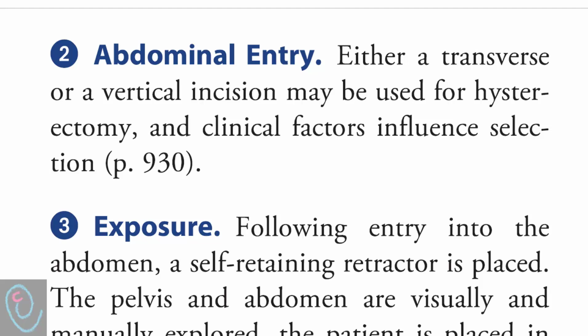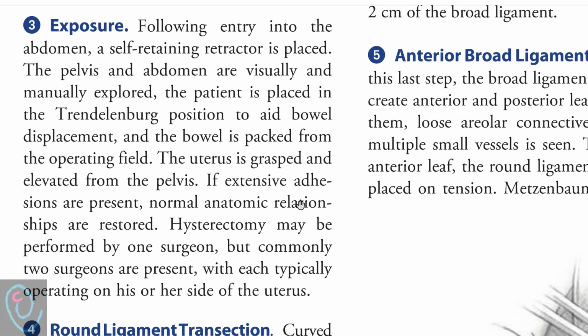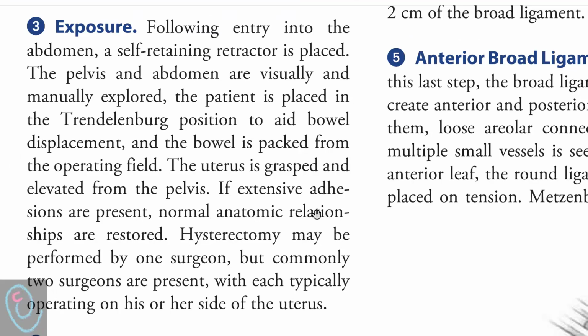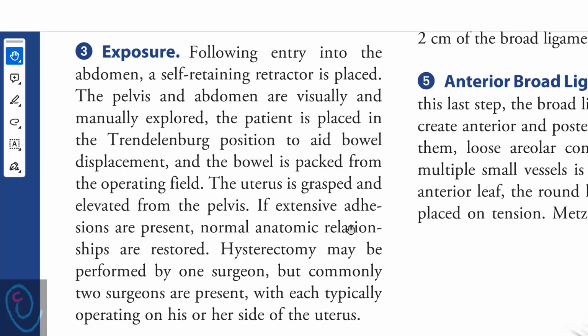Either transverse or vertical incision may be used for hysterectomy. Exposure. After entry into the abdomen, a self-retaining retractor is placed. The pelvis and the abdomen are visually and manually explored. The bowel is packed away from the operating field. The uterus is grasped and elevated from the pelvis.